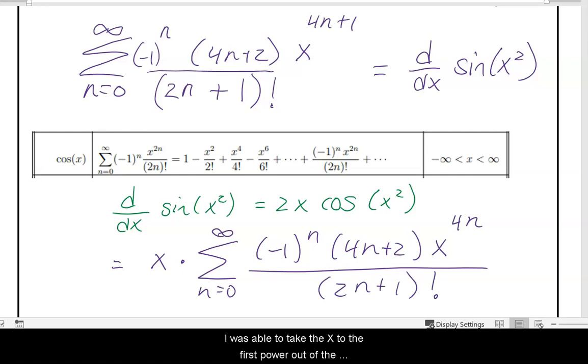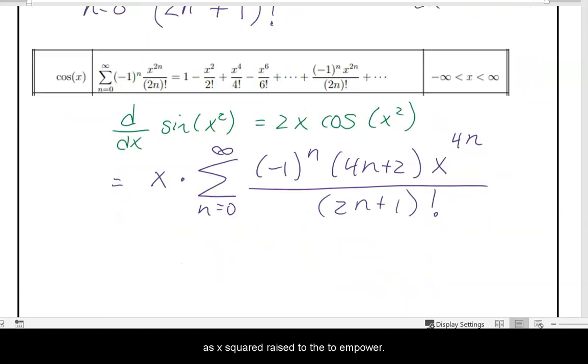Now I was able to take the x to the first power out of the summation symbol because it does not depend on the index of summation n. That leaves 1 less to be on the power of x, so 4n plus 1 minus 1 leaves the power at 4n. This does look a bit closer to the formula we see here for the cosine of x. However, it has x to the 2n. We know that the argument to the trig function was not x, but x squared. So my next step is to rewrite x to the 4n as x squared raised to the 2n power.